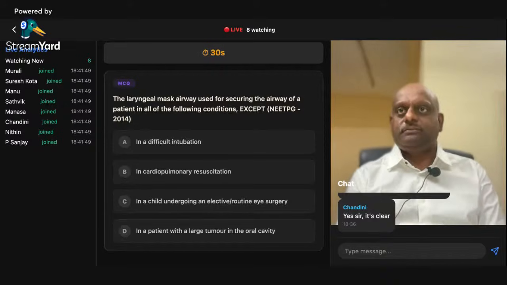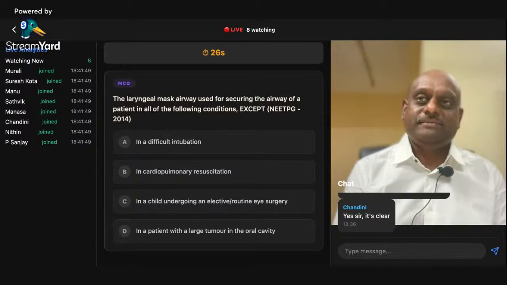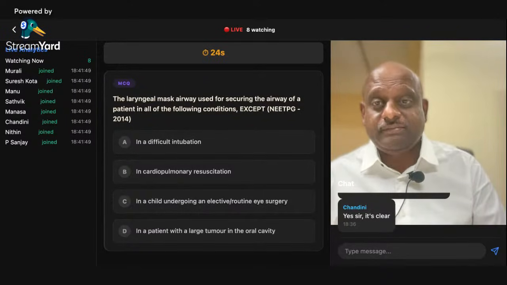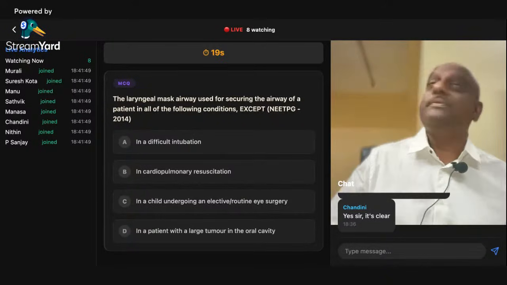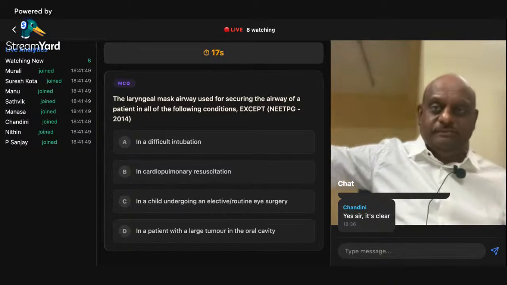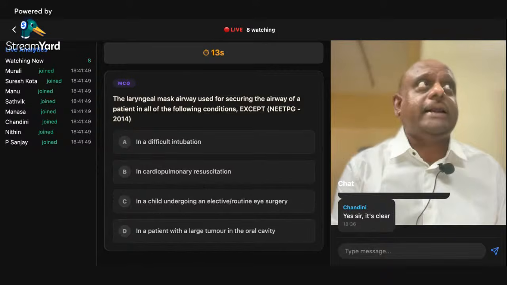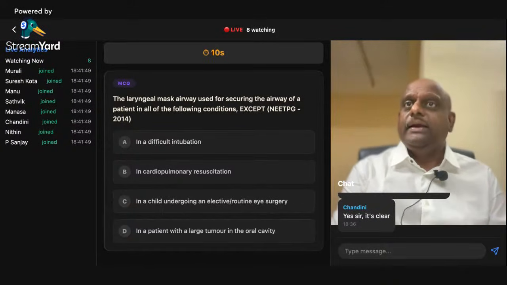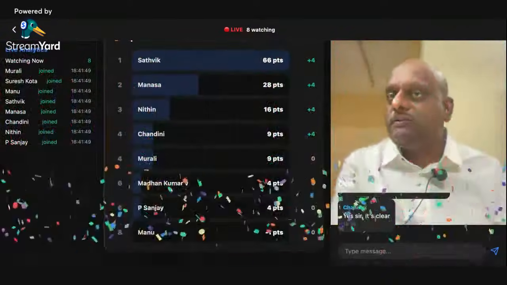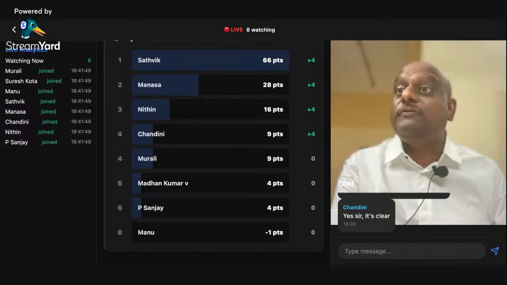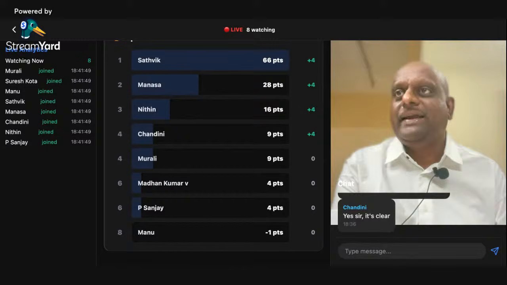Now, doctor, a laryngeal mask airway for securing the airway, all are true except indications of laryngeal mask airway is the favorite question of the examiner. Can you switch off this AC, please? Laryngeal mask airway. Who is going to give me the correct answer, doctor? Satvik, Manasa, Nitin, Chandani, all of you are right. Great. Whenever there is a large tumor in the oral cavity is the absolutely right answer.